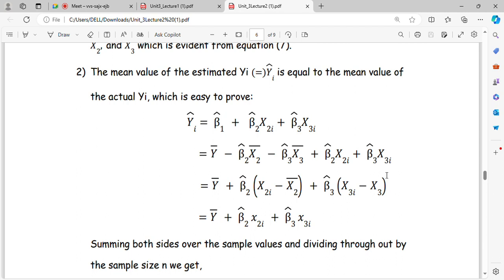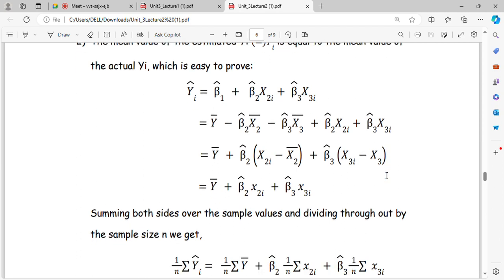Now keeping y bar as constant, y bar plus if we take beta 2 hat common, you will get x2i minus x2 bar. Similarly, if you take beta 3 hat common, you get x3i minus x3 bar. So these are basically in deviation form, that means the mean of yi hat is equal to y bar plus beta 2 hat x2i plus beta 3 hat x3i in deviation form.